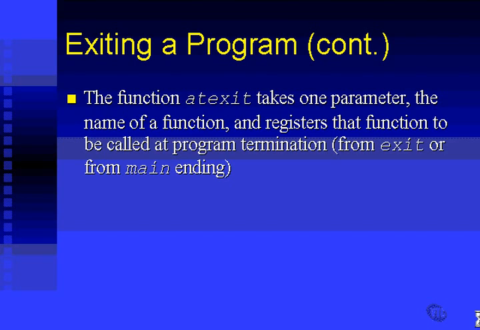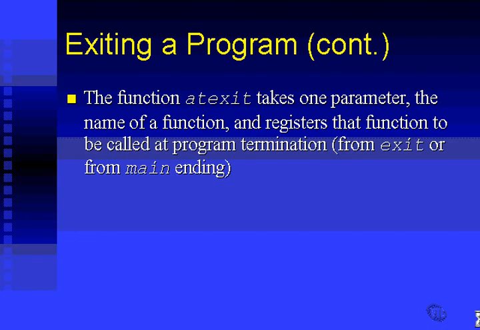Anyway, when you pass a function pointer to atexit, in other words, if you just pass the name of a function to atexit, it registers that function as a function to be called automatically whenever the program exits. It doesn't matter which way the program exits. It can either exit using the exit function, or it can exit when main ends. Either way, the function that you specify to atexit will be called.